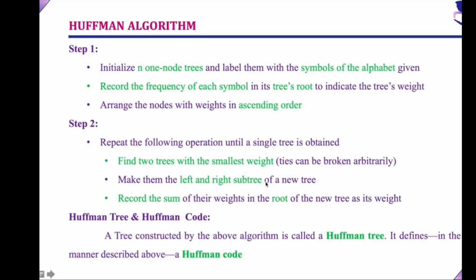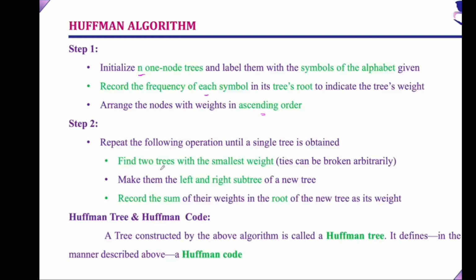So what is Huffman algorithm? First step, we have to initialize n one-node trees and label the symbols of the alphabet given. Then we have to record the frequency of each symbol in its tree's root. Then arrange the nodes with frequencies or weights in ascending order. Step 2, repeat the following operation until a single tree is obtained.